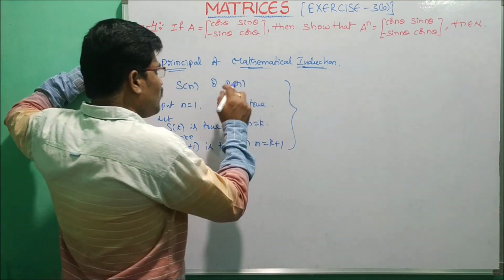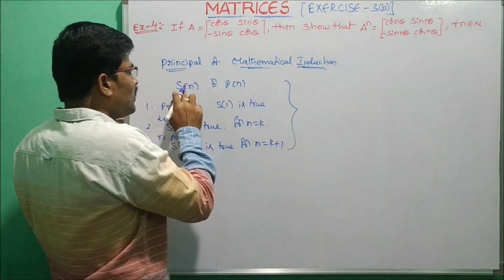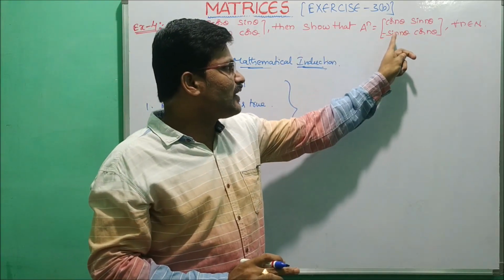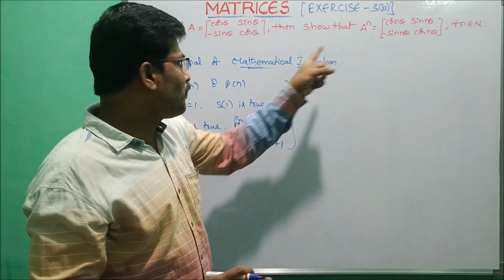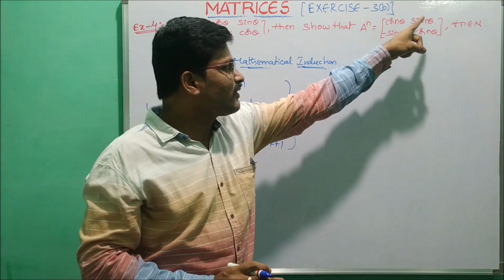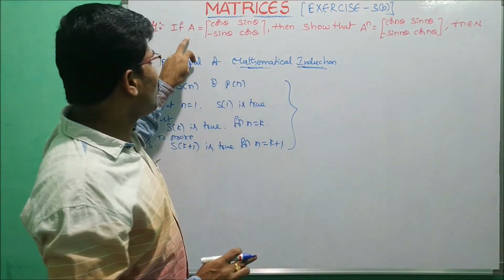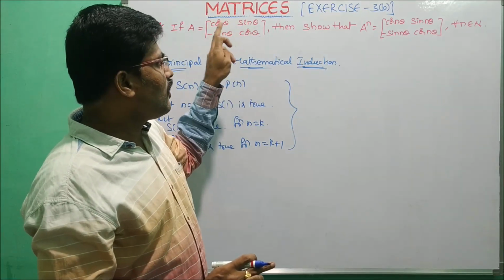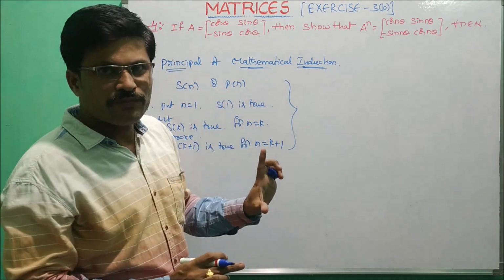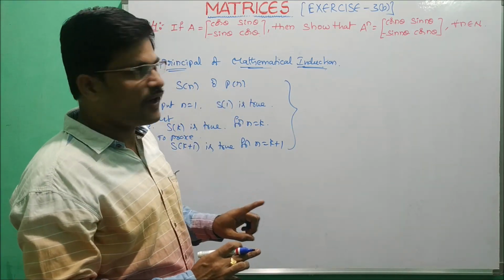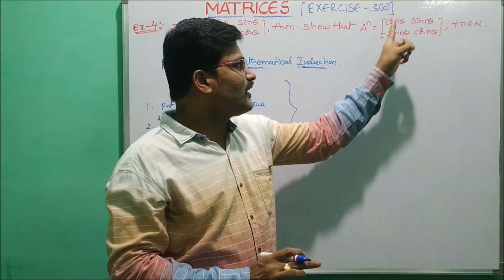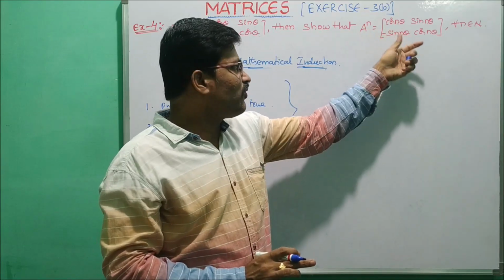So here in the problem we take S of n equals to A power n equals to the matrix cos n theta, sin n theta, minus sin n theta, cos n theta. Now to prove S of 1, we take n equals to 1. That means cos theta, sin theta, minus sin theta, cos theta, which is clearly equal to the given matrix A. Therefore S of 1 is true. Similarly S of k is true for n equal to k: A power k equals cos k theta, sin k theta, minus sin k theta, cos k theta. So this is true for n equal to k.